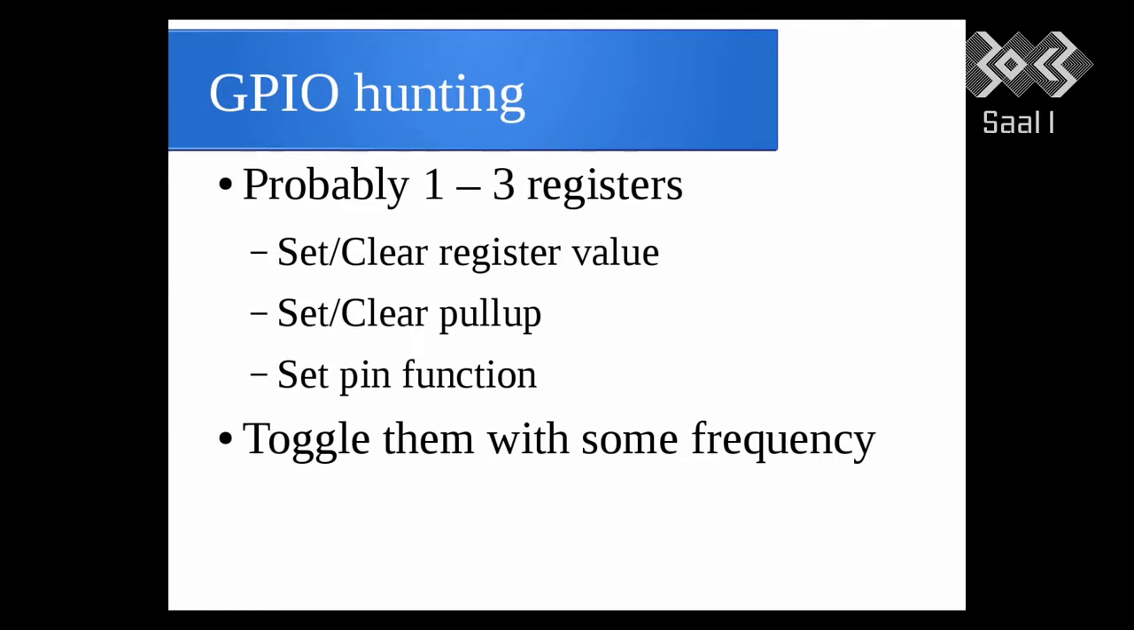GPIOs are you write a byte, the line goes high, you clear the byte, it goes low. It's probably going to be 1 to 3 registers. One register is definitely going to be the value. Another register might be to set or clear a pull-up, we don't know. Another one might be if a pin can have multiple uses, it might be a set pin function register. And what we're going to want to do is toggle them low and high, so we can look for some sort of, hey, this is wiggling up and down, that means that it's alive.